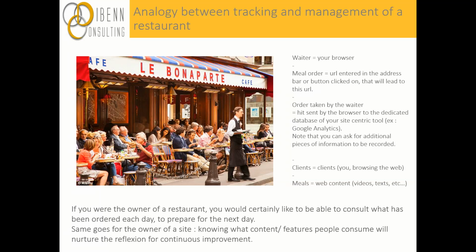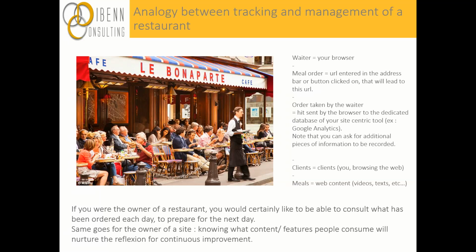The meal order would correspond to the URL entered in the address bar, or a button clicked on that would lead to another URL. The order taken by the waiter, so the piece of paper on which the waiter is taking the order, corresponds to the hit sent by the browser to the dedicated database of your site-centric tool, for example Google Analytics. Please note that you can ask for additional pieces of information to be recorded, and we'll see that in a minute with the data layer.